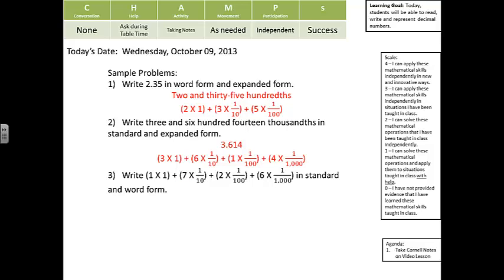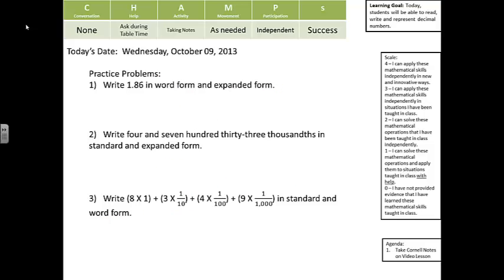In our last practice problem, we have a version that's already in expanded form, and we need to write it in standard form and word form. In standard form, that value is 1.726, and in word form it's 1 and 726 thousandths. Okay, so we're going to work some practice problems here. As usual, pause the video, work out the practice problems, and then restart the video to check your answers.